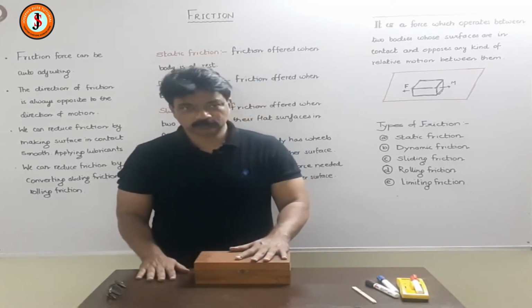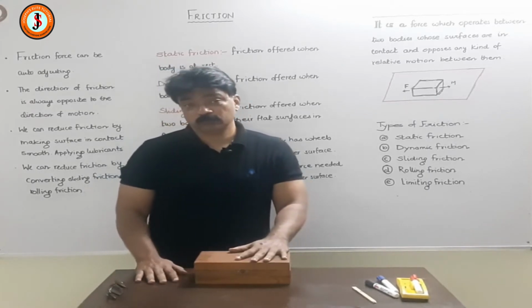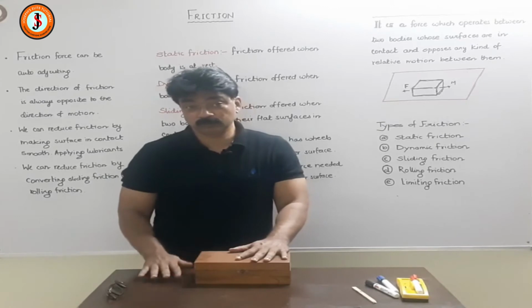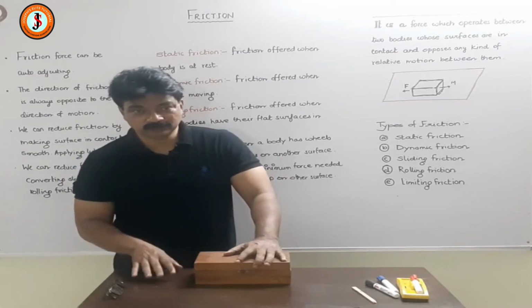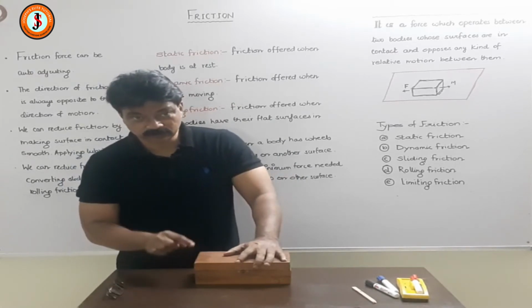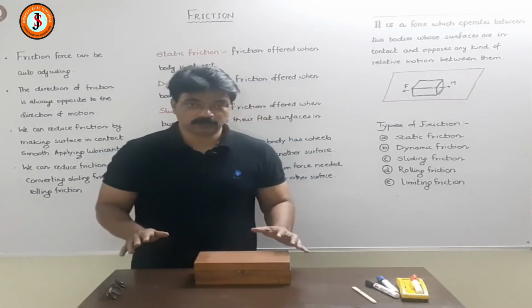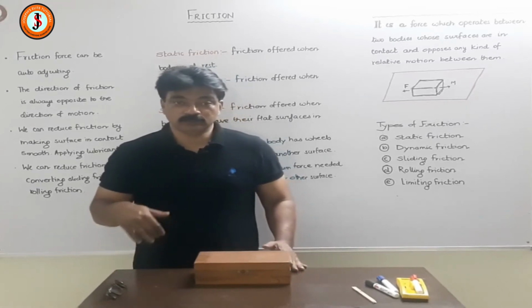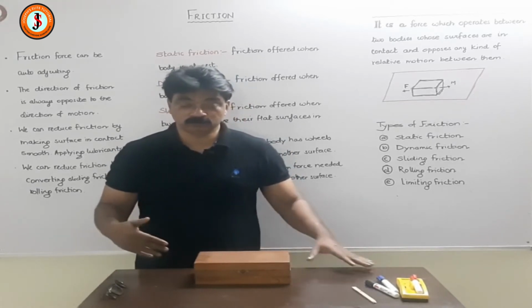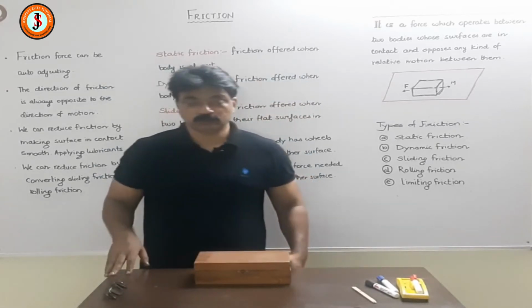Actually, the agent which is obstructing the motion is the friction force operating between these two bodies, these two surfaces. Friction force is a force which acts between two bodies whose surfaces are in contact. The box and the table surfaces are in contact, so friction force operates between them and it opposes any kind of relative motion. Box wants to go this way, the friction force is acting the opposite way.